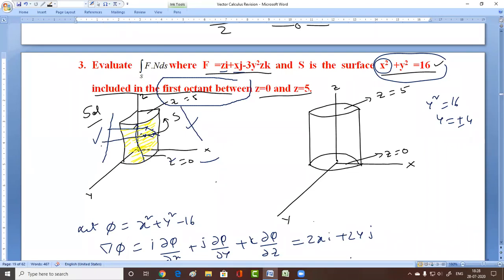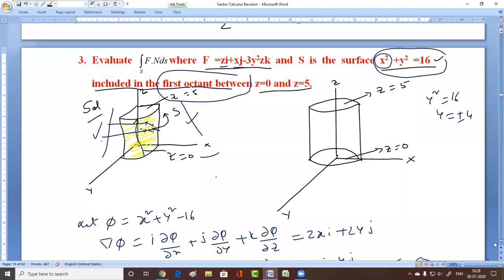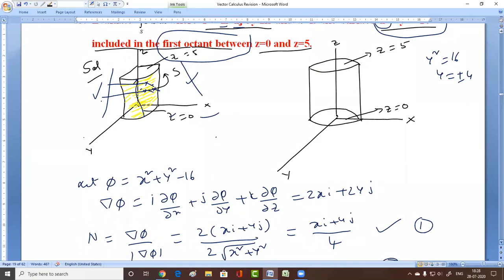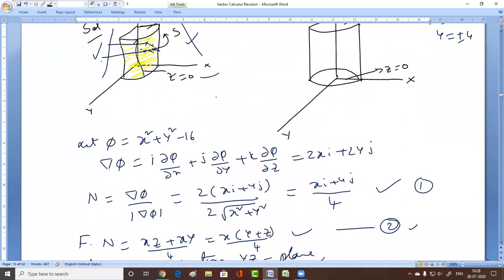Now, how to solve the problem? Very simple technique. First, what is the given surface? Given surface phi equals x square plus y square minus 16. Find the gradient of phi. The gradient of phi is nothing but the normal to this surface. Now the unit normal is, after finding the gradient, del phi by mod del phi. After simplifying, it is xi plus yj by 4.